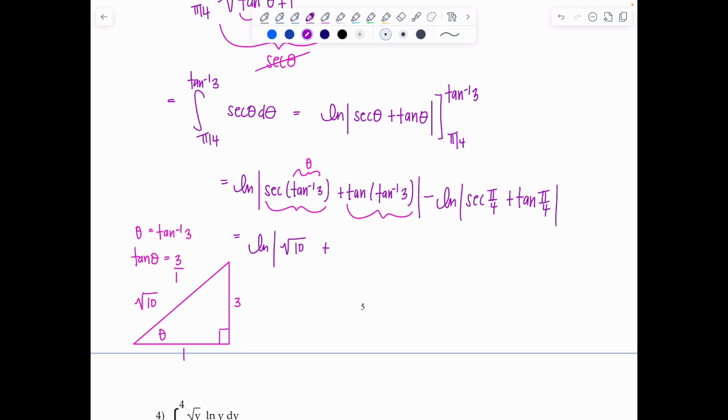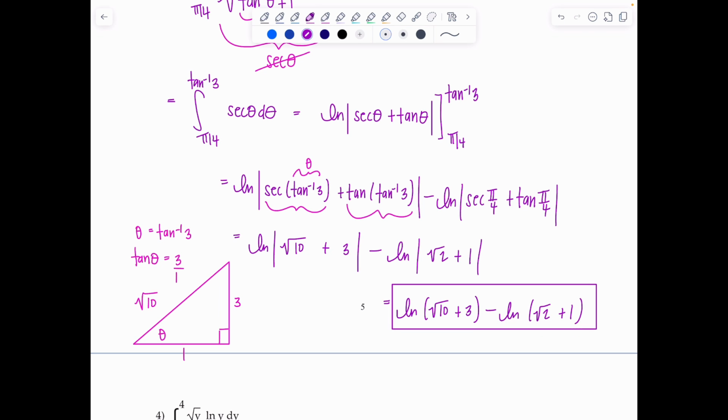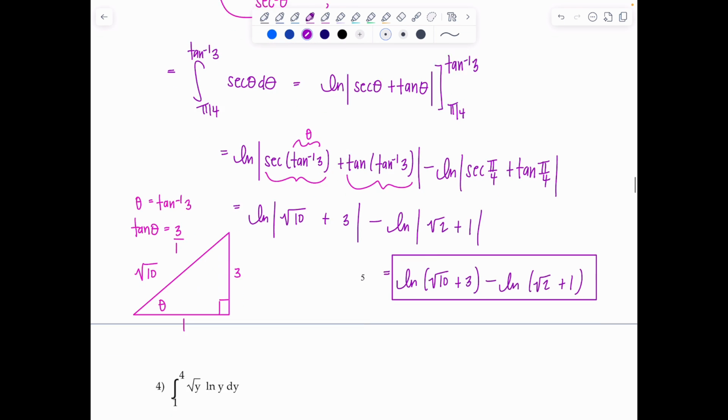Tangent of tan inverse of 3 minus ln secant of pi over 4, rad 2, tangent of pi over 4, 1. And then hopefully you observe everything's positive, so we can just switch to parentheses. We don't need to keep these absolute value bars. You could combine them into a single logarithm if you're inclined. I'm not inclined, so I'm just going to box this and be done. Okay? Very good. All right, next problem.